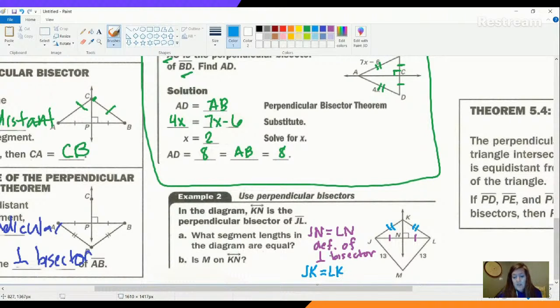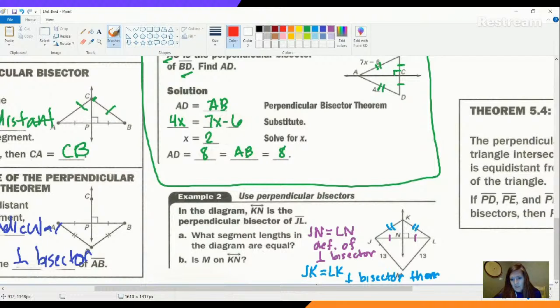It's not just the definition of perpendicular bisector, it's the perpendicular bisector theorem that tells us that we have point K that's on the line. So that means that if you connect from the endpoint to that point on the line, they have to be congruent, or equidistant, sorry. So that's the perpendicular bisector theorem. All right, so we've got JN has to be equal to LN, JK has to be equal to LK. And then there's one more thing.